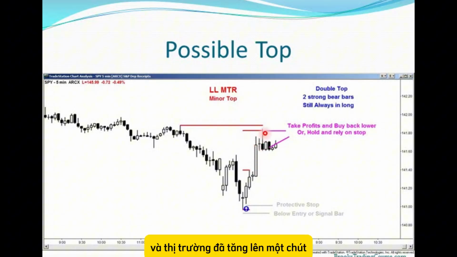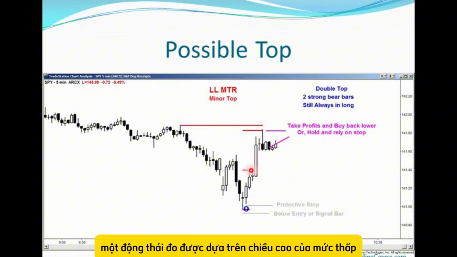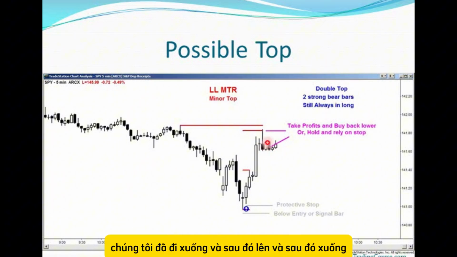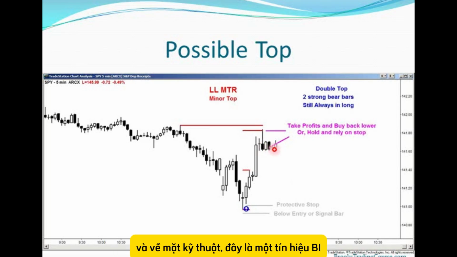And the market went slightly above a measured move based on the height of the low of the signal bar to the high of this first leg up, and then had a strong bear bar, a pause, and then a second strong bear bar. We're in breakout mode here. We have 3 consecutive inside bars, 1, 2, 3, and arguably a high 2 buy. We went down and then up and then down, and technically this is a buy signal.